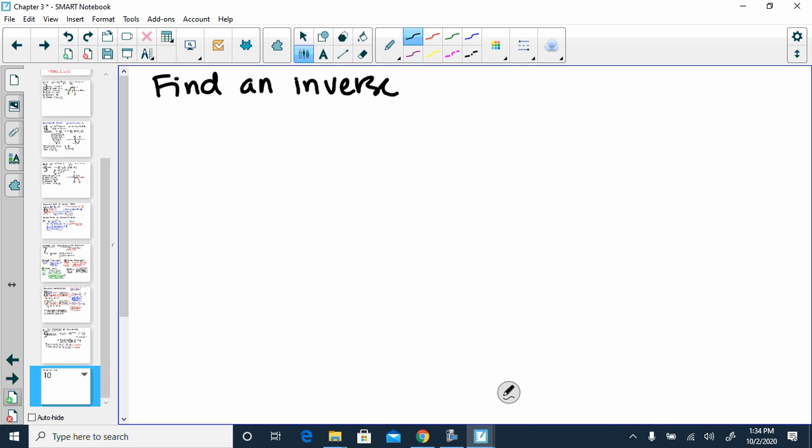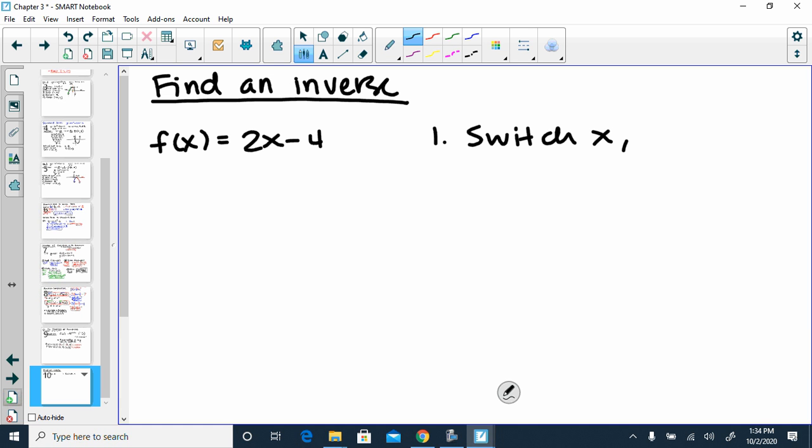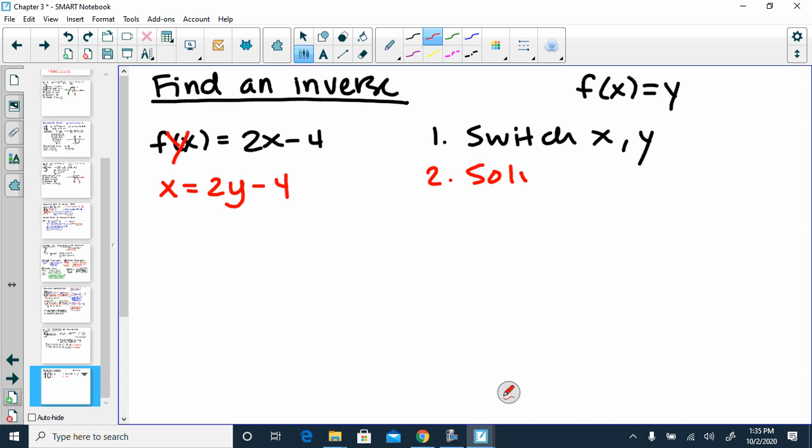And it's very easy. So as far as finding an inverse, let's say f of x equals 2x minus 4. Okay, so the first thing you do is switch the x and the y. Literally switch the x and the y. Well, now you might say, wait, where's y? Well, if you recall last lesson, f of x is the exact same thing as y. So don't forget, this is y. So when you switch the x and the y, it becomes x equals 2y minus 4. Once you switch the x and the y, then step 2, you are solving for y.